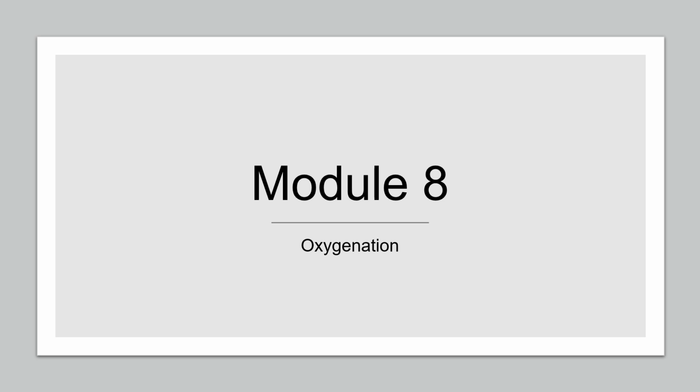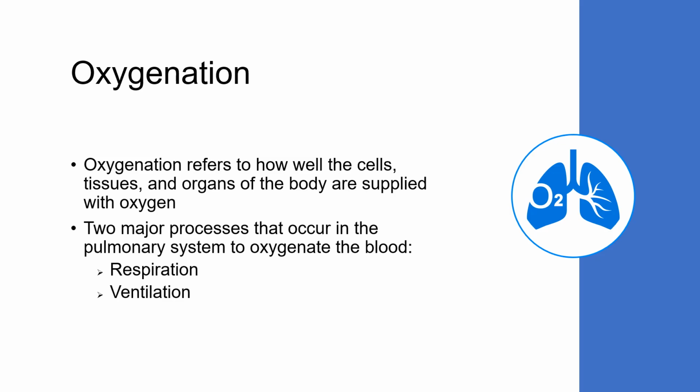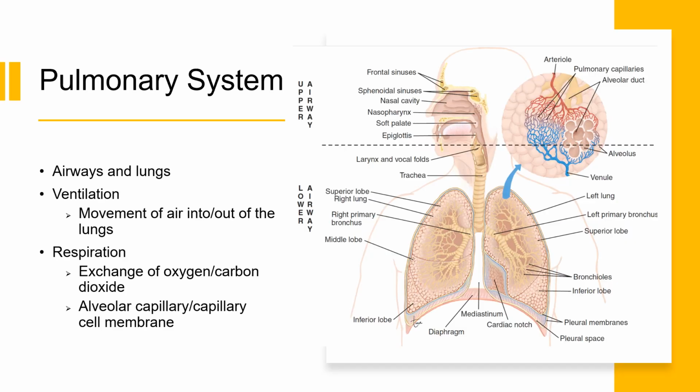Module 8, Oxygenation. So we're going to start with the definition of oxygenation. Per your textbook, oxygenation refers to how well cells, tissues, and organs of the body are supplied with oxygen. And the main concepts or processes that we'll be discussing are respiration and ventilation. To understand oxygenation, we need to quickly review our pulmonary system.